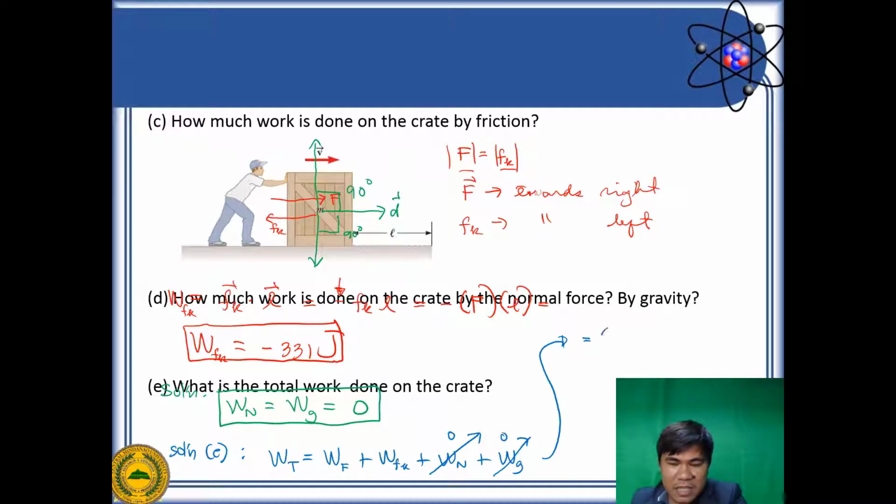But as we have learned, the work done by the external force is equal to positive 331 joules, while the work done by the kinetic friction is negative 331 joules. So if you add the work done, the answer is 0. So the total work done is equal to 0.